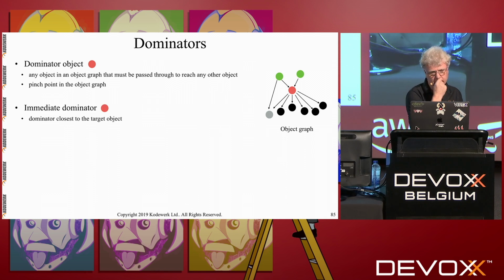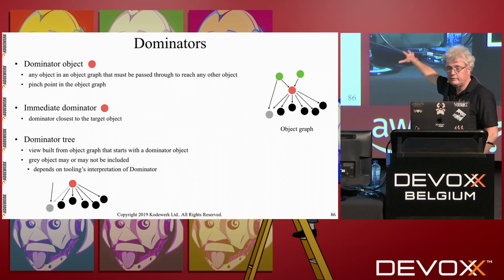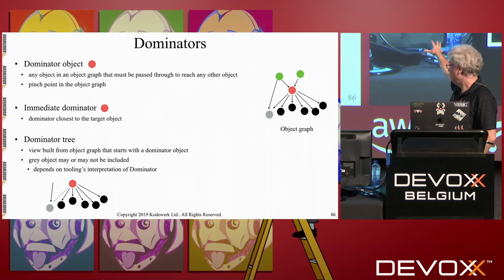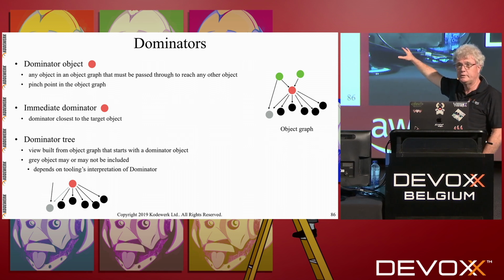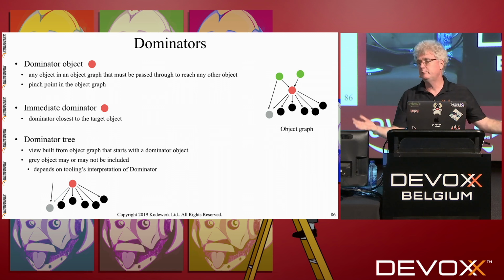We can also have our immediate dominator. We can also have non-immediate dominators, which are going to be the green dots. And of course, anything falling from the red dot is going to be these black dots, which are the ones we're going to be concerned about. That's going to be our dominator tree. So it's the red thing with the black dots. In this case, the gray object may or may not be included. It depends on the tooling's definition of what a dominator tree is, or if it considers that to be part of the retained set or not.